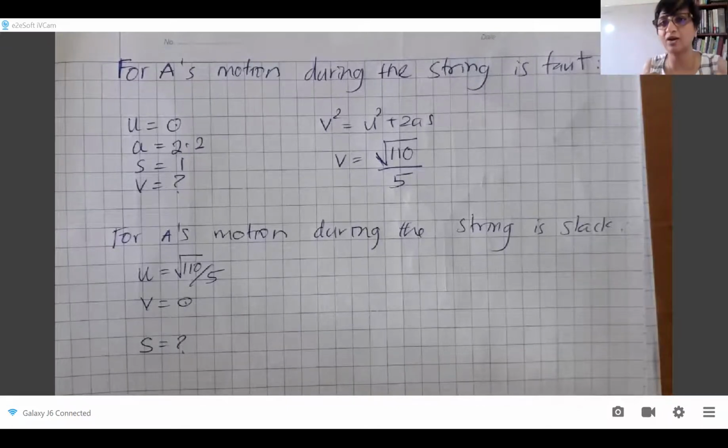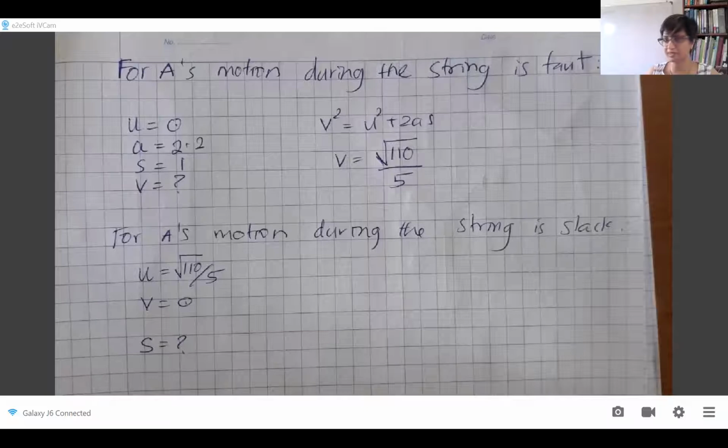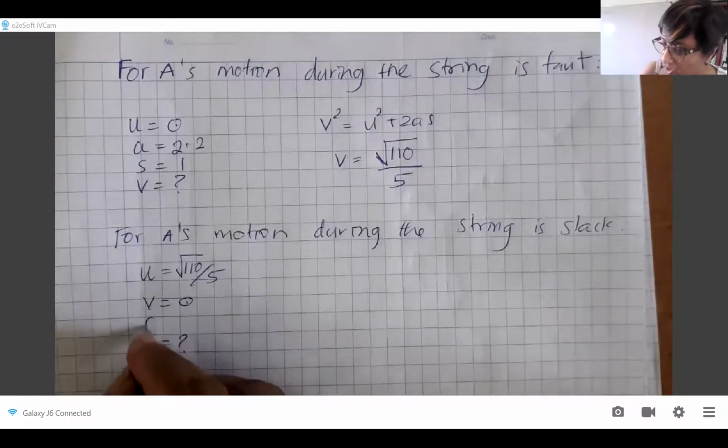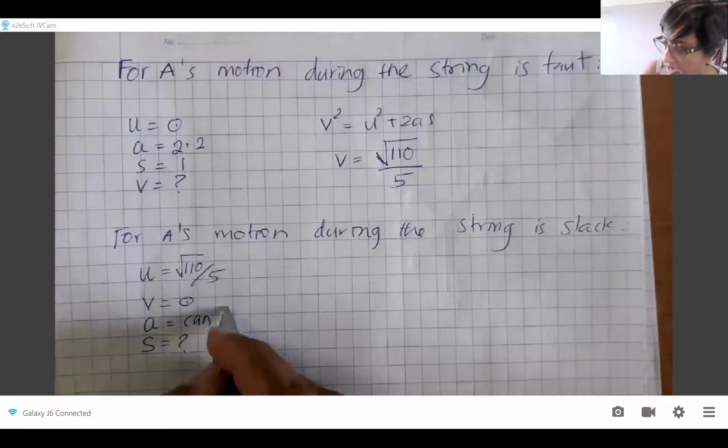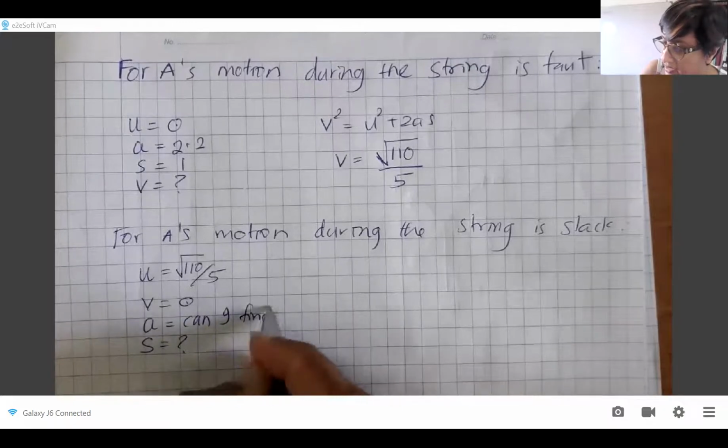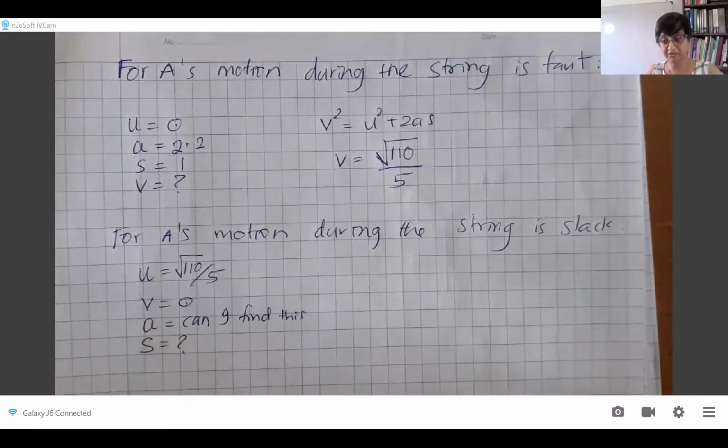Now I want you to think along with me. What would your mind say? What would your brain tell you to do? I need time. I can't think of a way to find time. Can I find the acceleration? In some way, maybe. I need at least A or T. Is there a way to find A? So I have to find it and then apply these equations of motion.